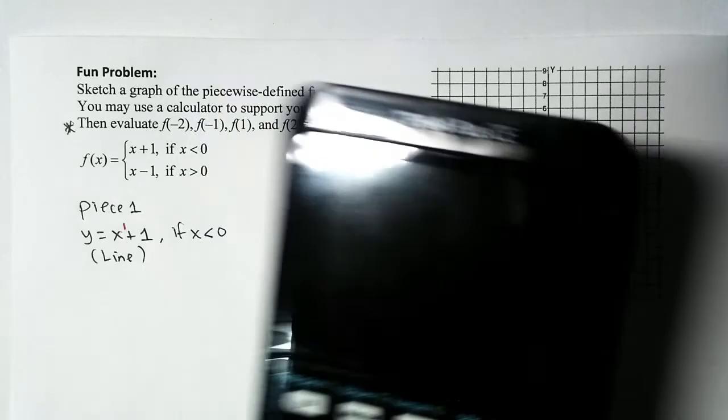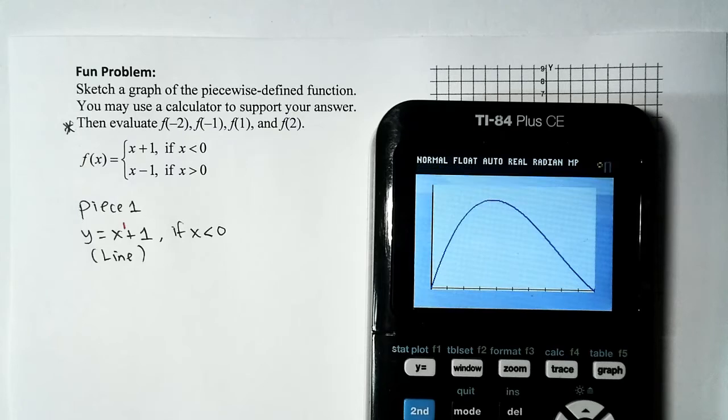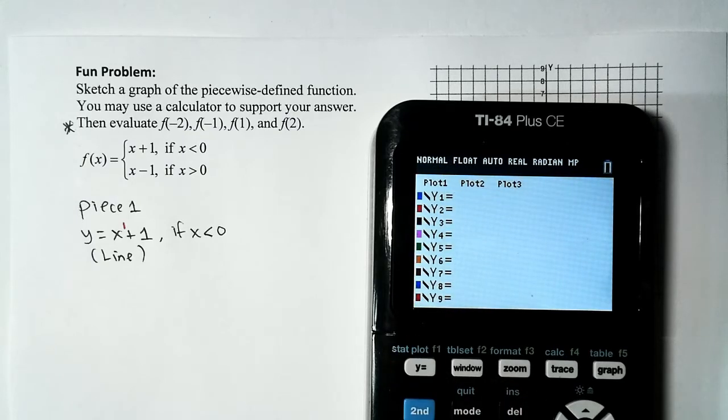Okay, so let's go ahead, take it out. And then I should have cleared this. I keep forgetting to clear. Ignore that. Okay, so we have y equals x plus 1.